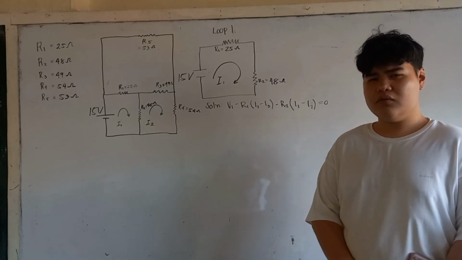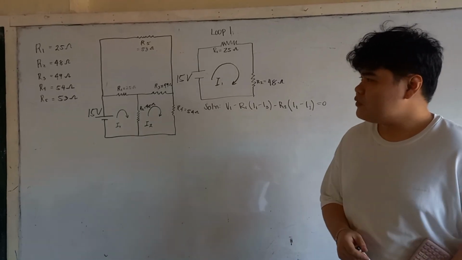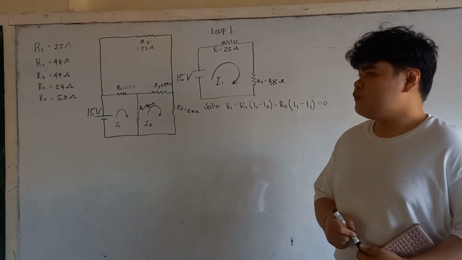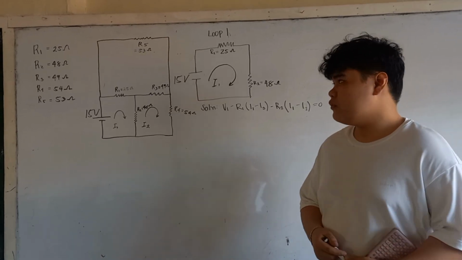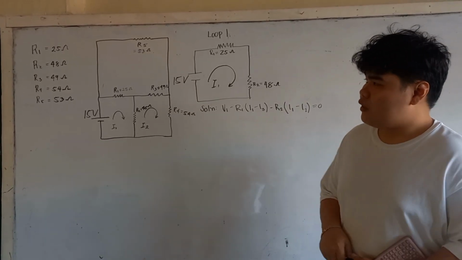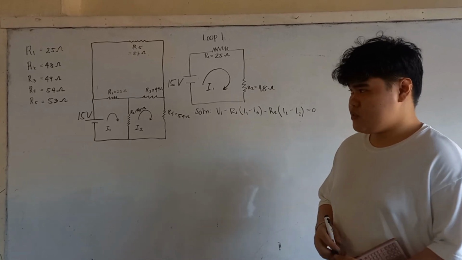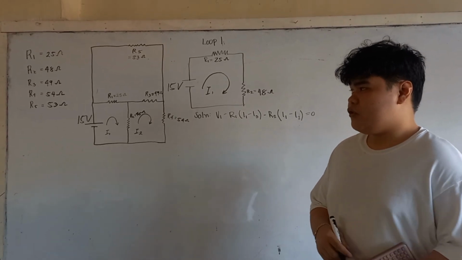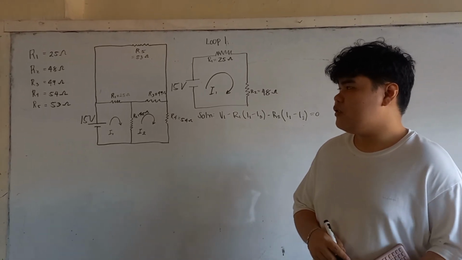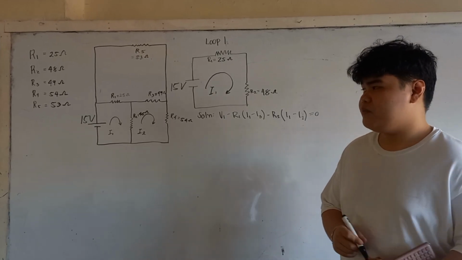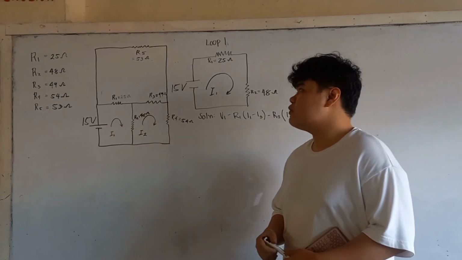Good day everyone. For today, we're going to solve for loop current method. First, R1 is 25 ohms, R2 is 48 ohms, R3 is 49 ohms, R4 is 54 ohms, R5 is 53 ohms.